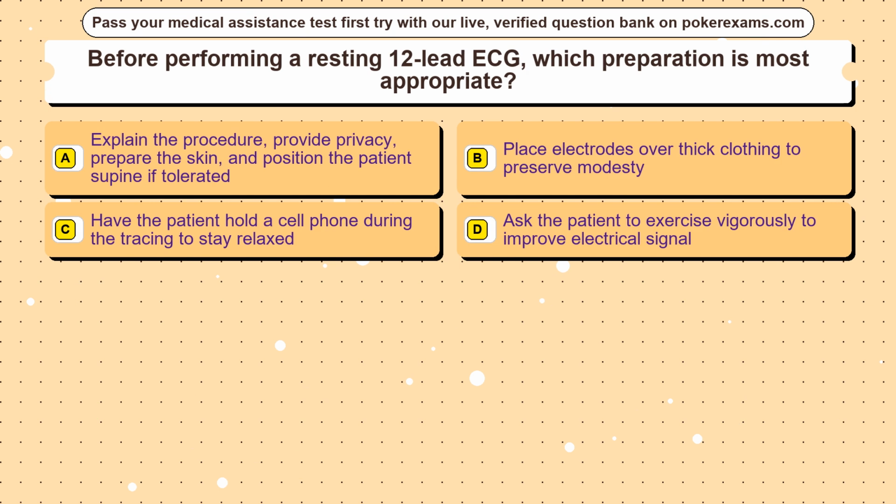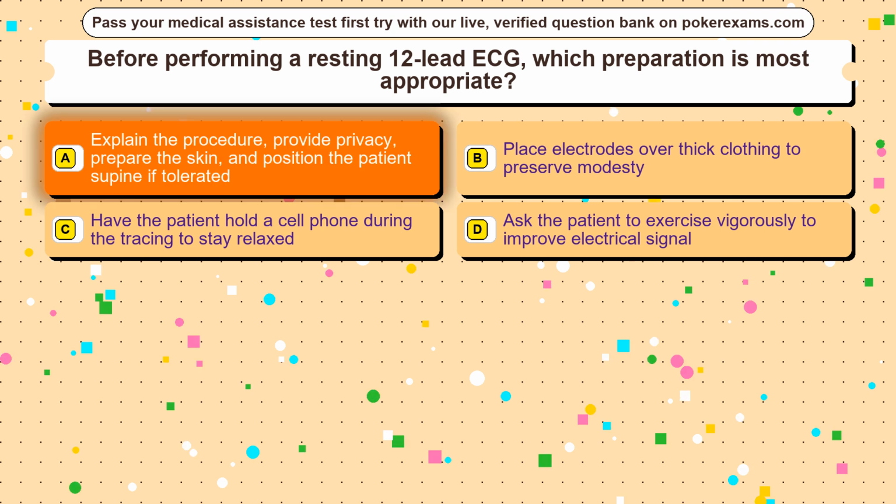Question 25. Before performing a resting 12-lead ECG, which preparation is most appropriate? Option A. Explain the procedure, provide privacy, prepare the skin, and position the patient supine if tolerated. Option B. Place electrodes over thick clothing to preserve modesty. Option C. Have the patient hold a cell phone during the tracing to stay relaxed. Option D. Ask the patient to exercise vigorously to improve electrical signal.